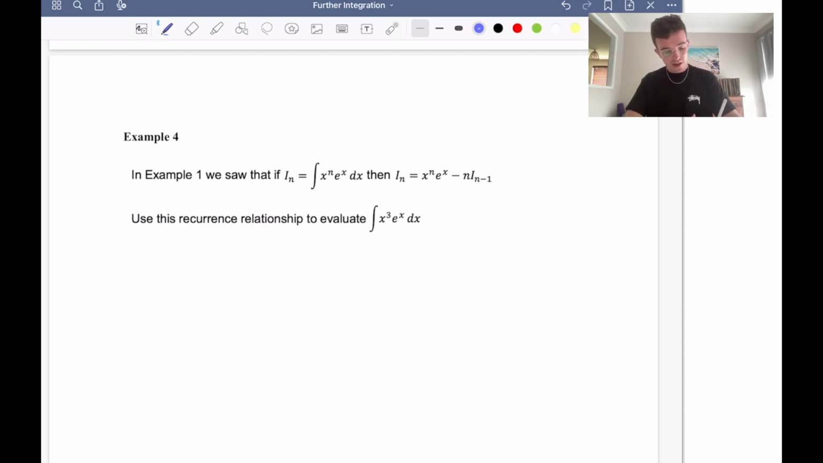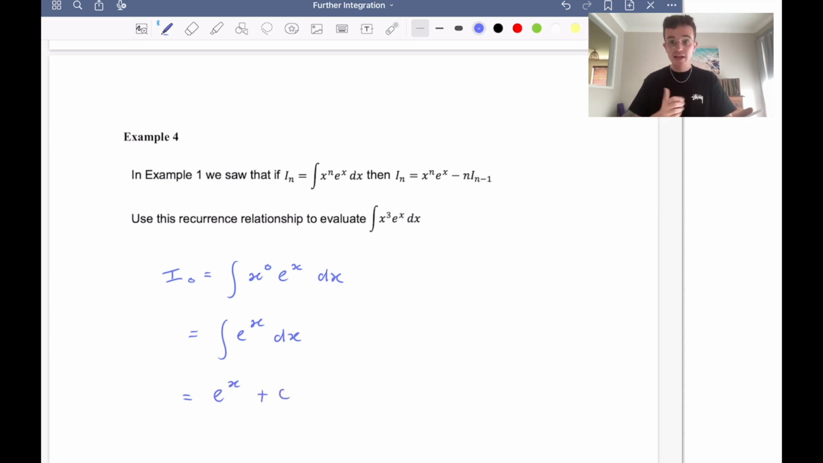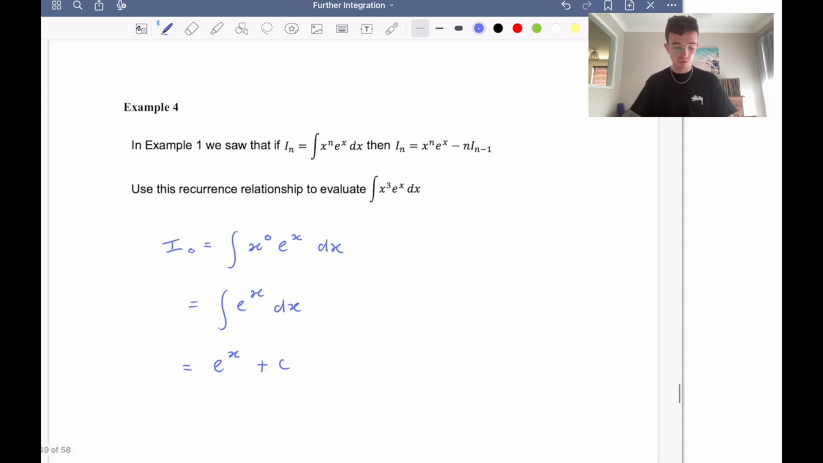So let's find I0. I0 in this instance is going to equal the integral of x to the 0 e to the x. Now x to the 0 is 1, so this is e to the x dx, which of course is e to the x plus c. Generally it's easiest to start at I0 unless it's impractical or impossible to substitute 0. If you're maybe dividing by n or something, then you would start at 1. But in most cases you'll start at 0, rarely you'll start at 1, and even rarer you'll start at 2.